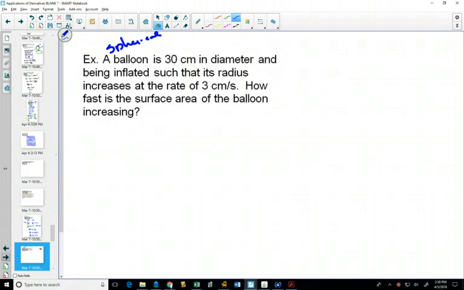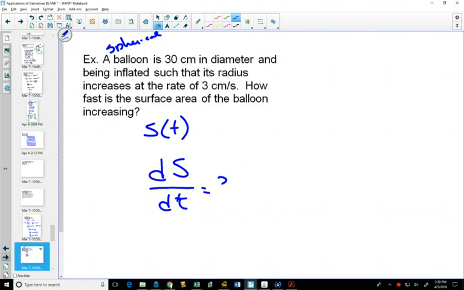So a couple of things as far as the setup. We want to find how fast the surface area is increasing. So I'm going to call my surface area capital S. This is what we want to find. If we're trying to find dS/dt, that means that surface area is a function of time, even though we won't be able to find that equation. What do we know? We know that radius is increasing at a rate of 3 centimeters per second.